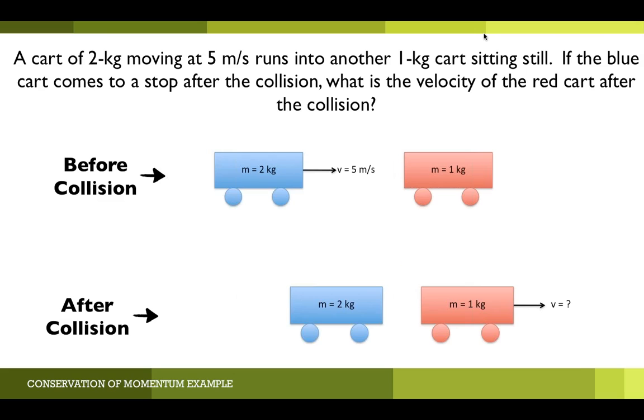So let's say we have two carts. The first one is going to have a mass of 2 kilograms, and it's going to be moving at 5 meters per second. The second cart, the red cart, is going to have a mass of 1 kilogram, and it's sitting still, so it has a velocity of 0. Now the blue cart, the larger cart, is going to move in and hit the red cart, and then the blue cart's going to stop, and the red cart is going to start to move. And the question is, how fast will the red cart be moving after they collide and the red cart gets knocked off?